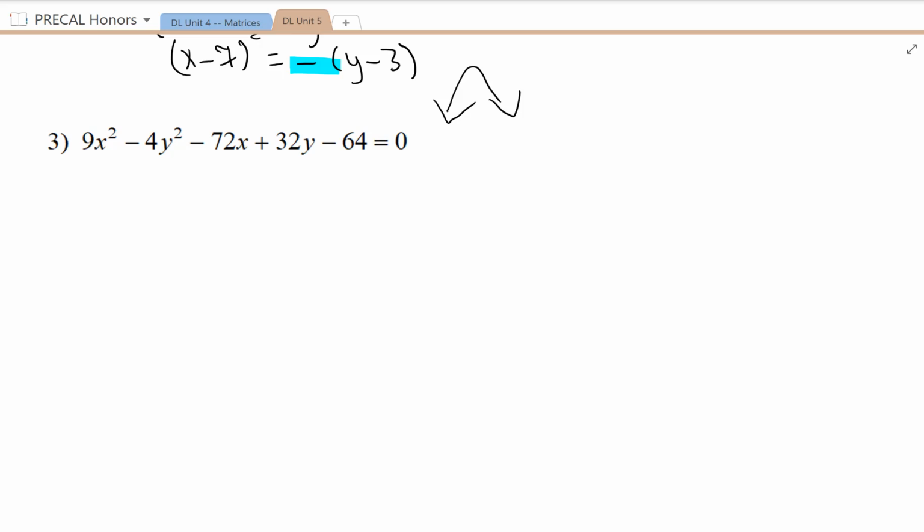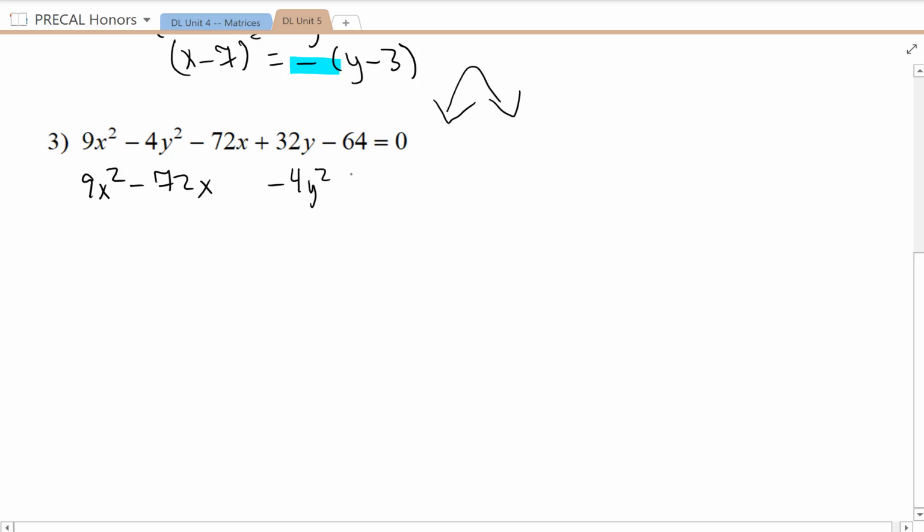Let's try this one. Do you have a prediction for which conic it might be? I don't know. Let's see what we find out. Let's group the x's and the y's. So we have 9x squared minus 72x. And then I have negative 4y squared plus 32y. Leave a space. I'm going to put this constant to the other side. It doesn't need to be there. And I could have done that earlier in the other equation as well, but we kind of knew what it was going to turn out to be.